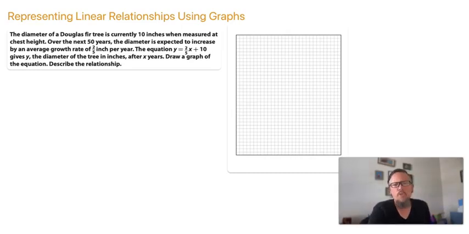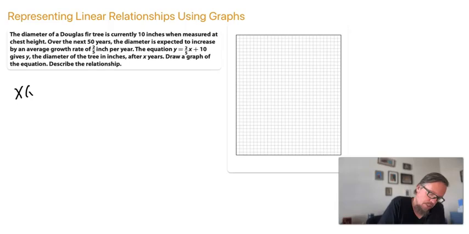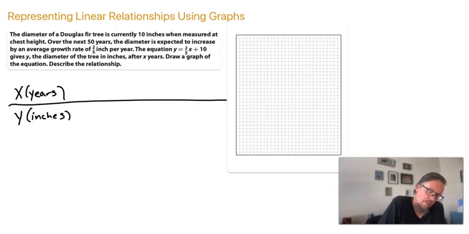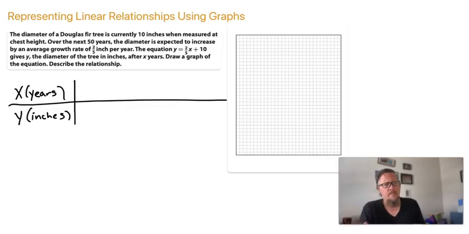So to draw a graph, we need a table, and we're told in this second to last sentence that the equation gives us the diameter y in terms of x years. So whenever we create our table, which is where we're going to start, we've got x, which is years, and y, which is inches. We want to pick values for our table that are going to make sense. So we don't want to pick negative numbers.